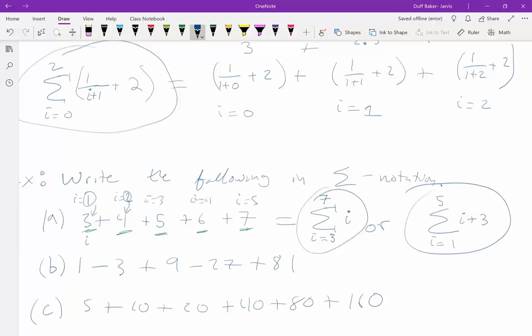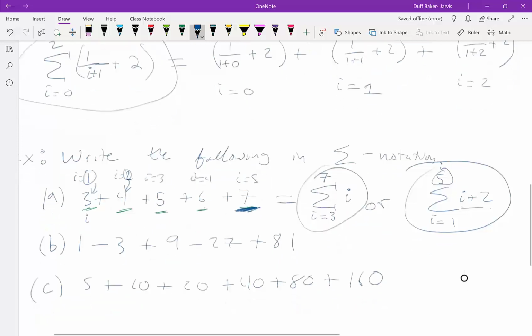Wait, I did this wrong. It should be plus 2, right? Not plus 3. Right? 1 plus 2 is 3, 2 plus 2 is 4, 3 plus 2 is 5, etc. Okay, and an easy way to check that you ended at the right place is when you plug in the last one. If you plug in 5, it'll be 5 plus 2. You better get the last term here. Okay.